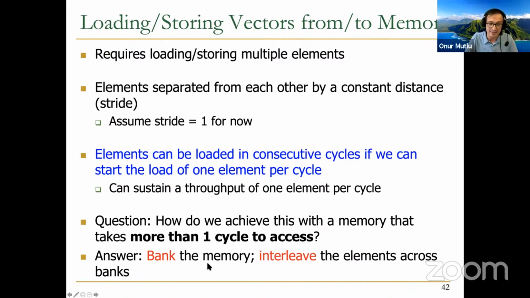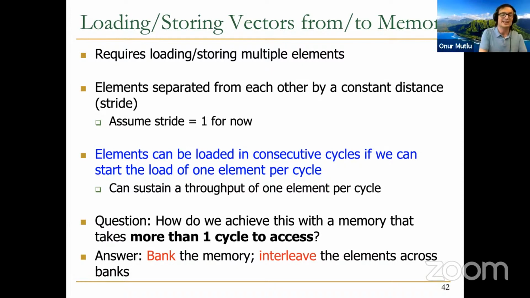And we like to bank the memory into separate structures. And we like to interleave the elements across the banks, meaning the 0th word is in bank 0, word 1 is in bank 1, word 2 is in bank 2, word 3 is in bank 3, etc. Right? So that way, you can access bank 0 in the 0th cycle and start the access of word 0, which may take 11 cycles, let's say.